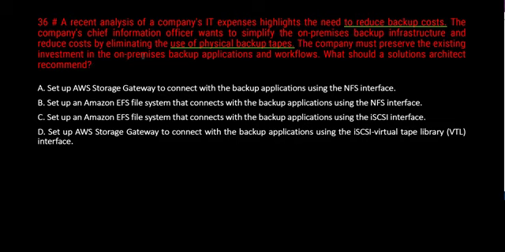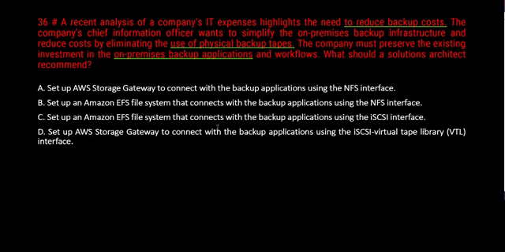Okay, so if you see, they want to still use the on-premises backup applications to back up, but where are they backing up the data? They are backing up onto physical backup tapes. They want to avoid doing that. Instead, they want to back it up to the cloud. So they want to use on-premise applications and back up to the cloud. So do you see what they are asking for? They are asking for a way from on-premise you can back it up onto the cloud.